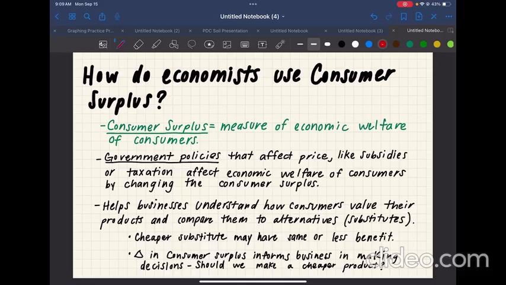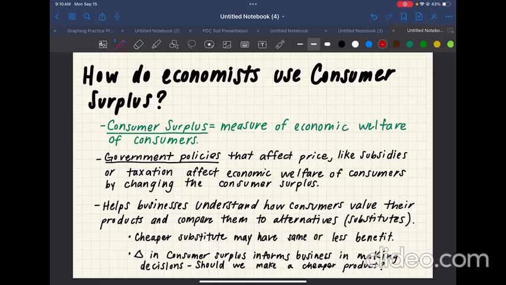But what about businesses? Consumer surplus can also help businesses to understand how consumers value their products and compare them to alternatives or substitutes. We talked about substitutes earlier this week. Cheaper substitutes might have the same benefit, or they might have less benefit. So for example, I'm using an iPad to write and record this lecture. Now I'm told that Amazon has a cheap substitute for an iPad, but it doesn't write as well, and it's harder to use, and it probably doesn't last as long. So that's a cheaper substitute that has less benefit.